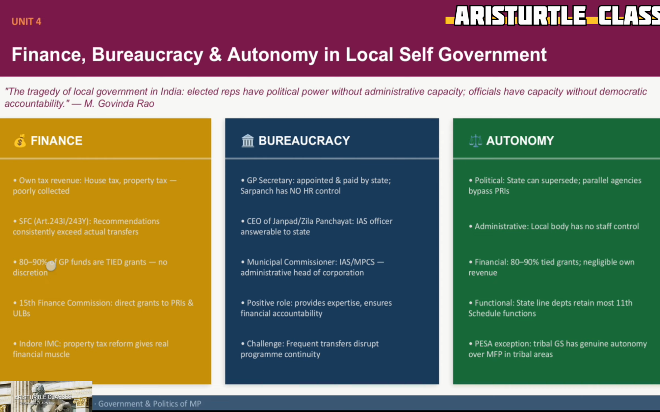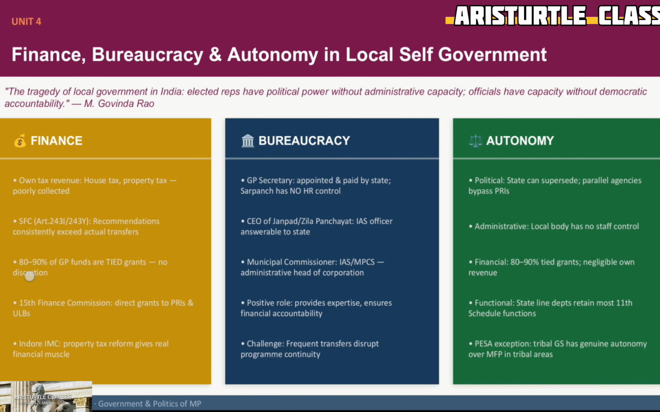Now talking about Unit 4, the last topic, which is finance, bureaucracy, and autonomy in local self-government. So how do finances, bureaucracy, and autonomy work? The local government can collect its own revenue tax. This is the source of its income. There should be a State Finance Commission according to Article 243I, which should recommend what should be done in the financial sector and things like that.